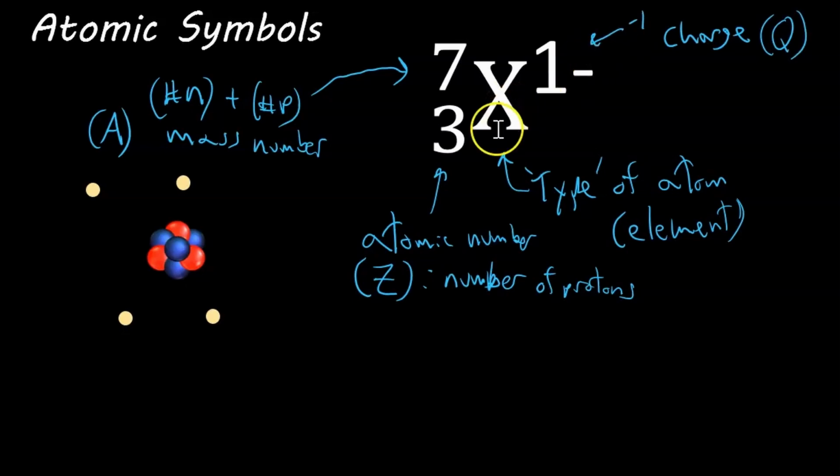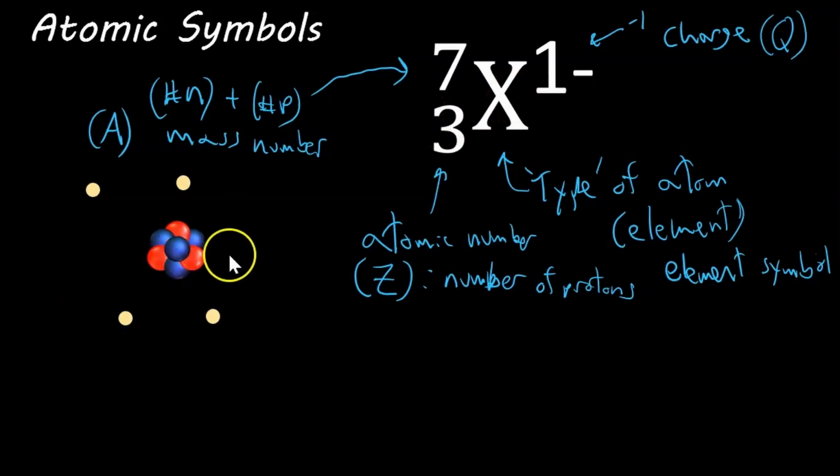So these are atomic symbols. This X here, that represents the type of atom or what element the atom is. We call this the element symbol. Good. And this is the atomic symbol for this ion right here.